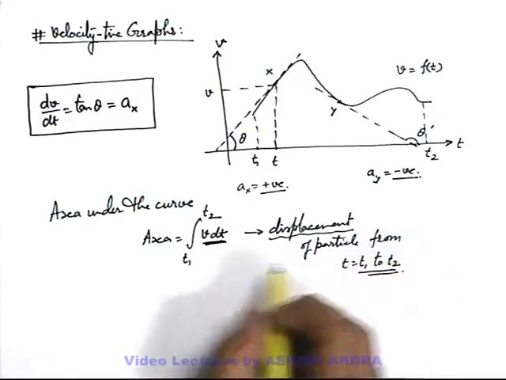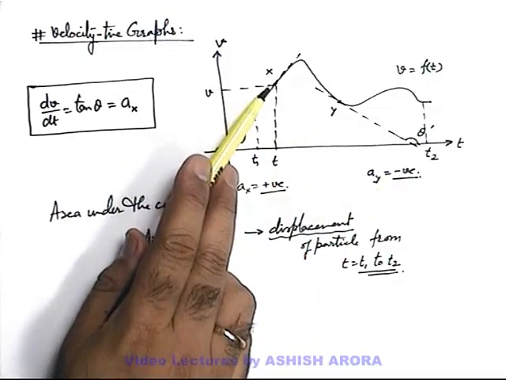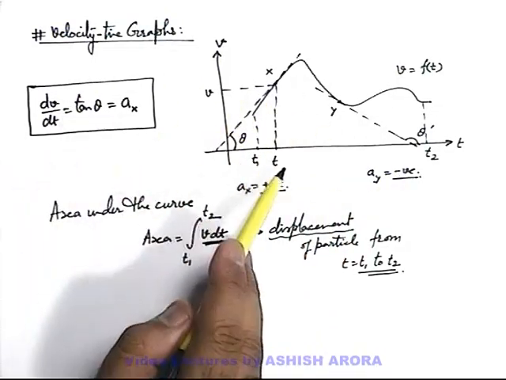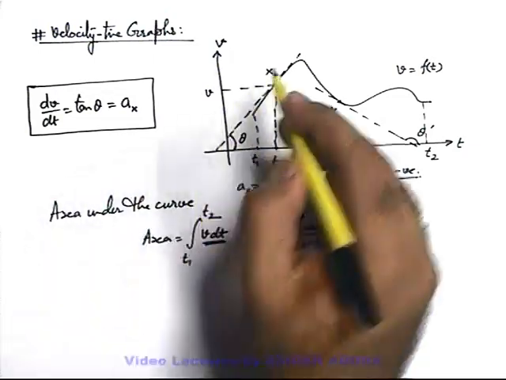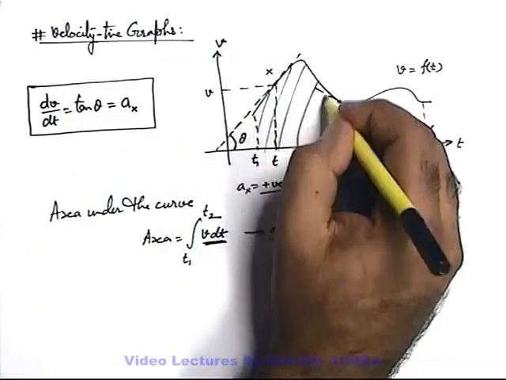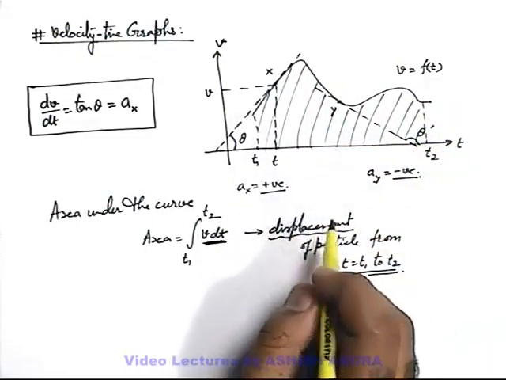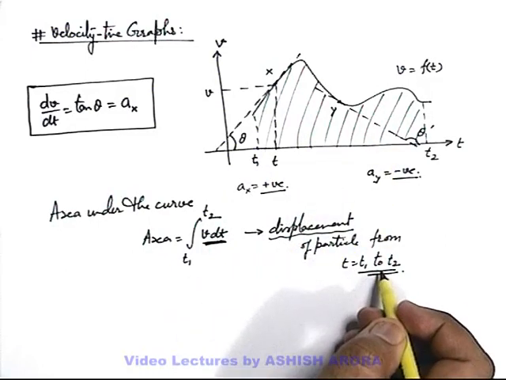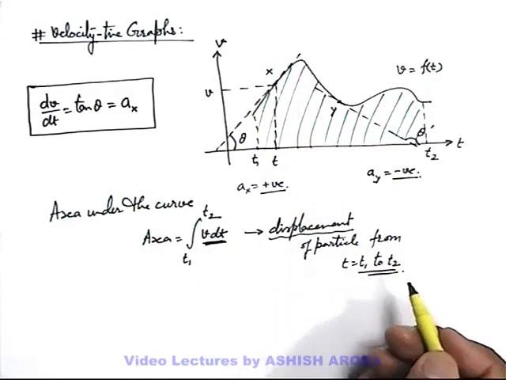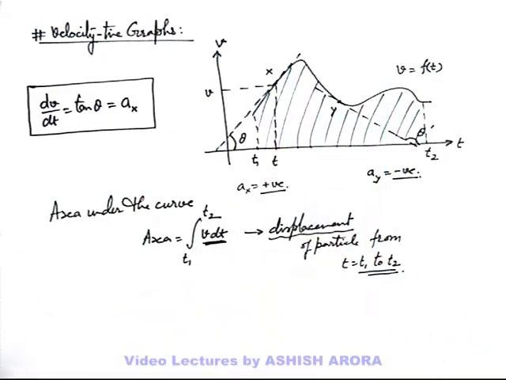This is another advantage of using a velocity-time graph: from the velocity-time graph, using slope we can find out the instantaneous acceleration of the particle, and by finding the area under the curve, say by using integration, this area gives us the displacement of the particle between two given time instants in the given situation.